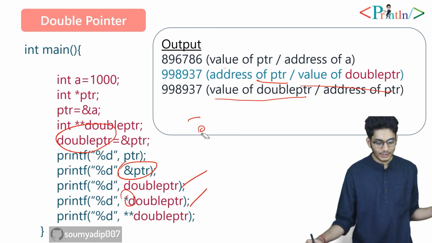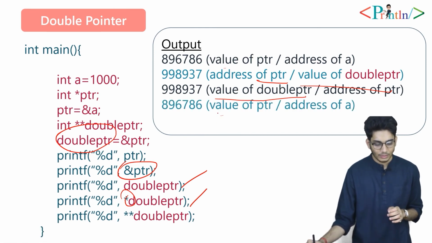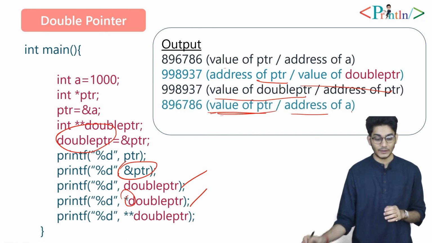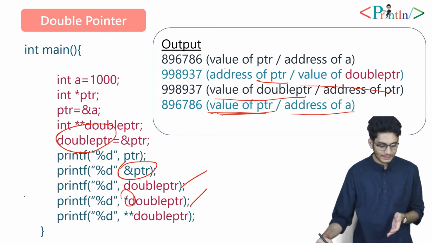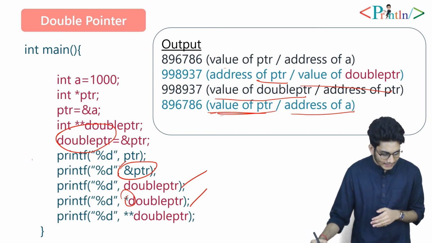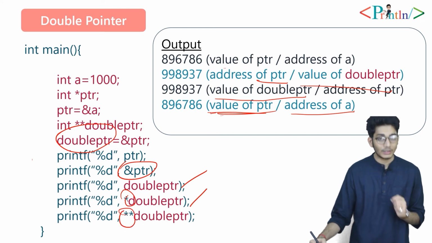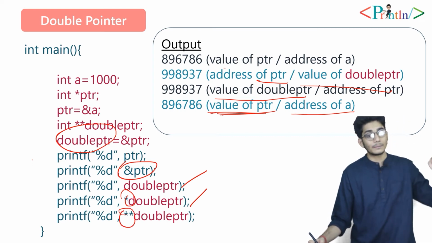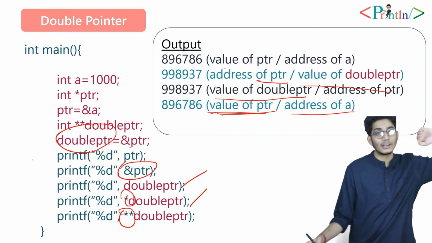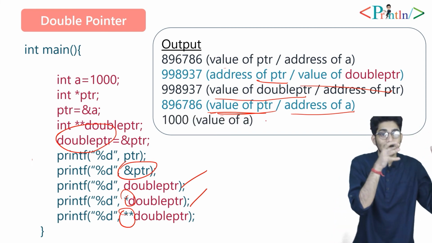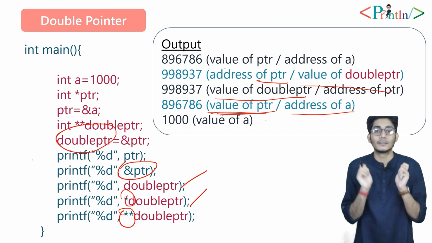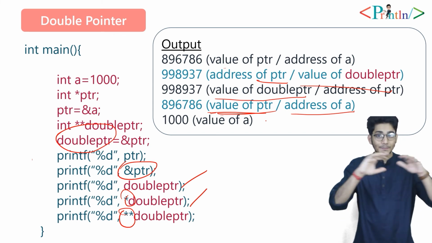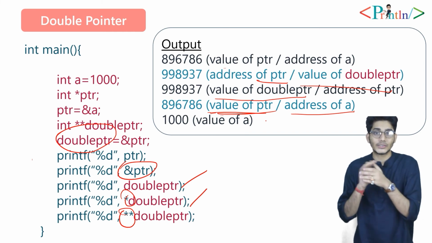Now you can see that we'll print the value of ptr, which is the address of A, because we have gone one step back. And for the last case, what will happen? For this, we'll go two steps behind. Two steps behind, what we have is the value of A. So when we write star star double ptr, it will go two steps behind and print the value of A. So I think these portions are clear. If you have any doubt, just write in the comment section.